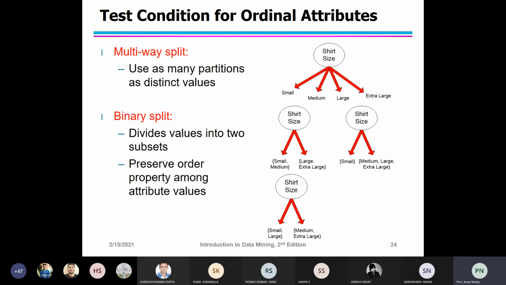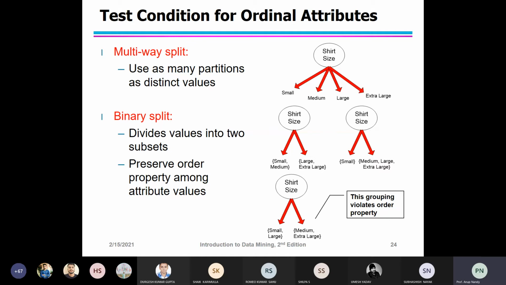Or you can have small, medium, large, extra large. This just preserves the order property among these attribute values. Whereas in the last one, the size attribute, if you group small and large, or medium and extra large, this grouping violates the order property. It is an error, because it combines the attribute values small and large into the same partition.